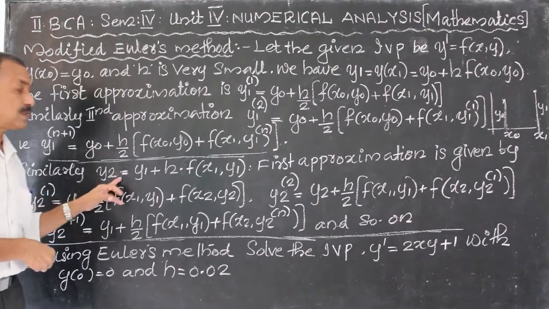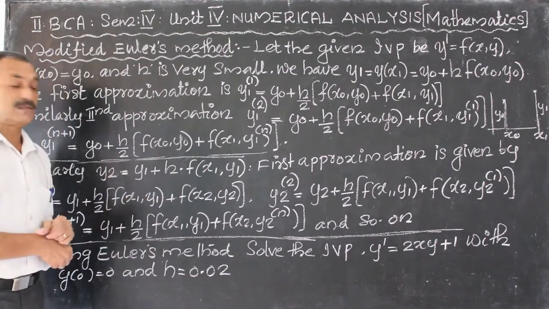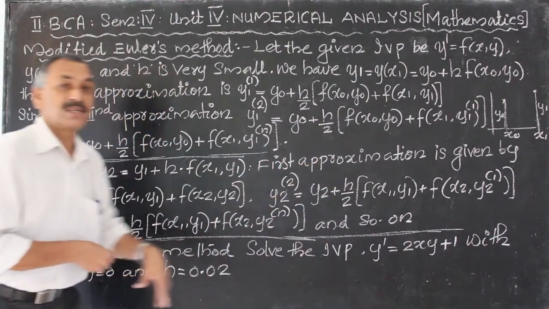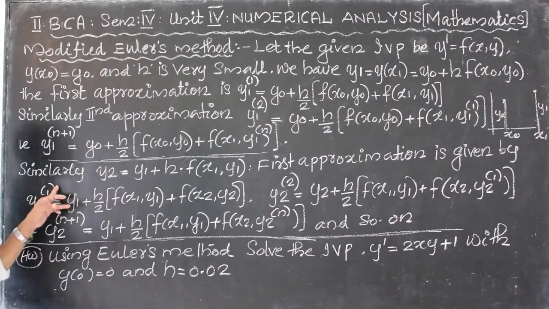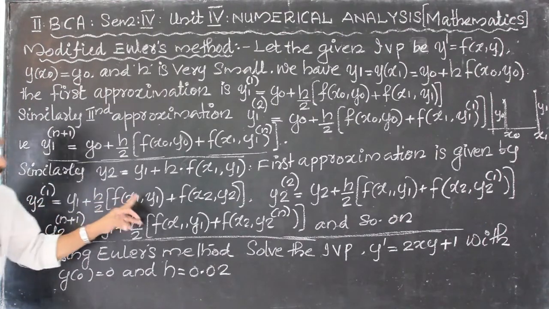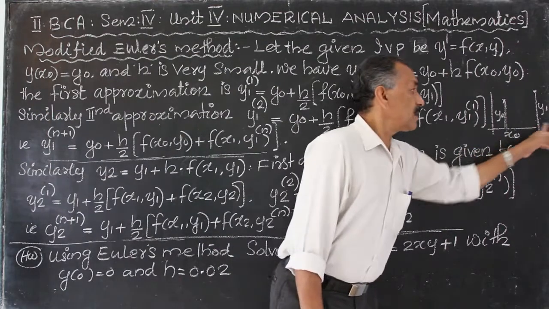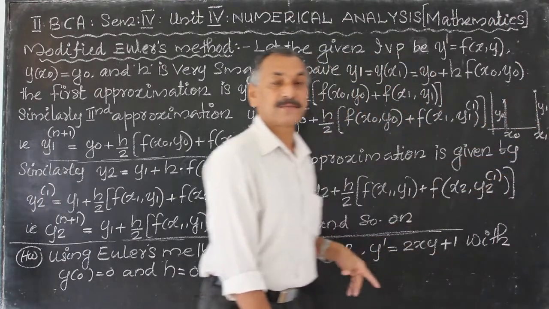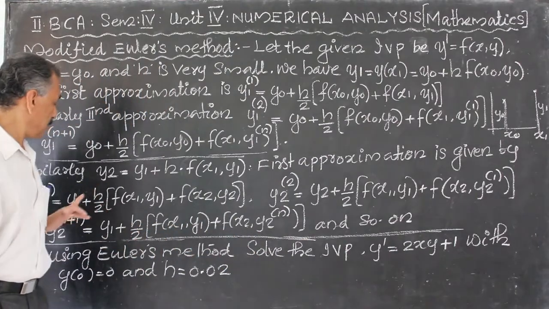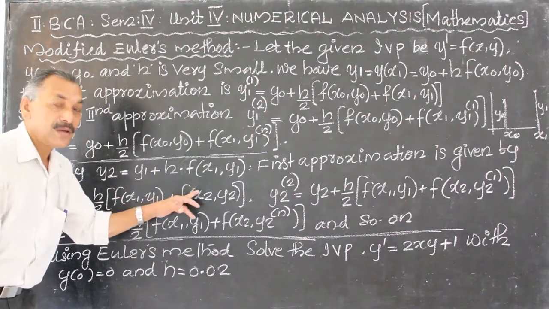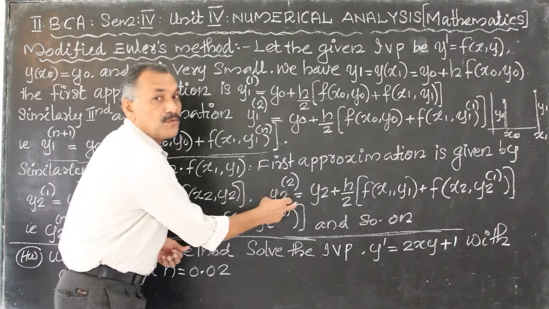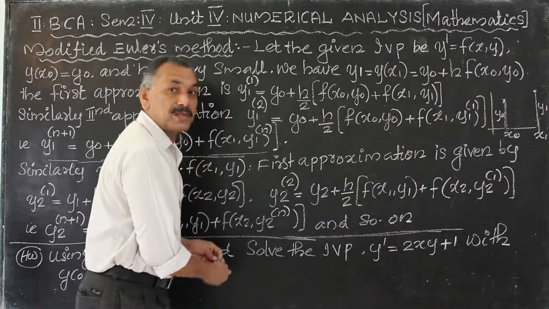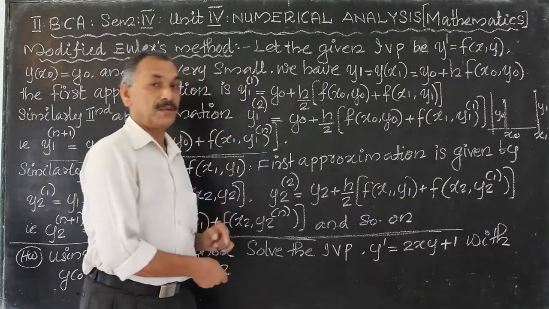Similarly, what is y2? y2 is equal to y1 plus h into f of x1, y1. That is y2 by Euler's method. The first approximation is given by y2 1. What is y2 1? y1 plus h by 2 into f of x1, y1 plus f of x2, y2, that is the average. Then the second approximation of y2, y2 2, is equal to y1 plus h by 2 into f of x1, y1 plus f of x2, y2 1.